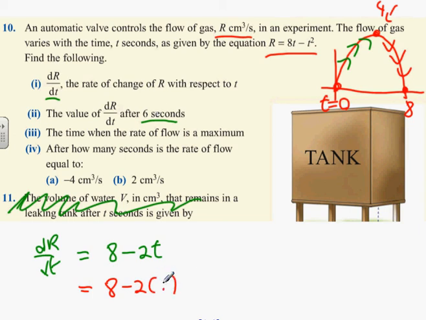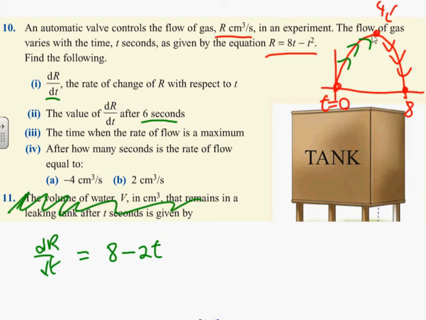The time at which the rate of flow is a maximum. We already know this, don't we? t equals 4. But we have to prove that t equals 4. What happens to your slope when you're at a maximum? Slope is 0. So this equals 0. Bring the 2t over to your side. And then t equals 4. While you don't get full marks for it, the calculator pretty much tells you if you're right or wrong with what you do. We know that it's after 4 seconds.